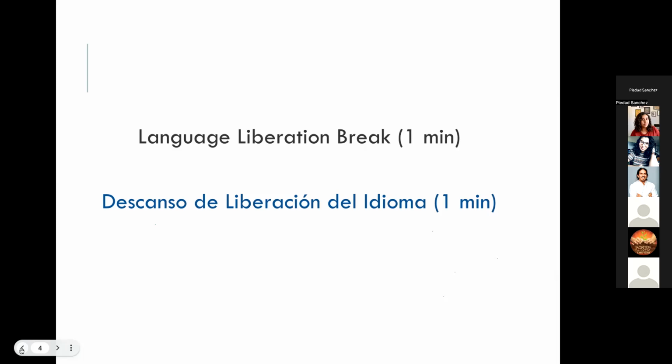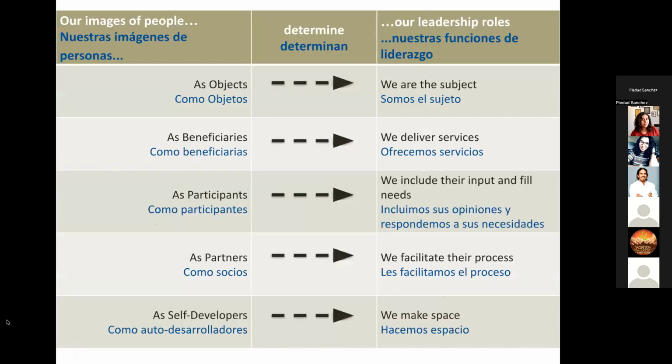Let's move to the next slide. All right, so as we're getting into here, and I think some of you are already saying, our images of people determine our leadership roles. So if you bring a background of how you think about people, or how you think about the members of your group or the people that you are leading, your images of who those people are determine the role that you play or that you define for yourself.